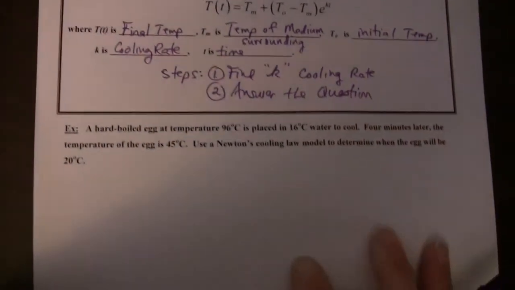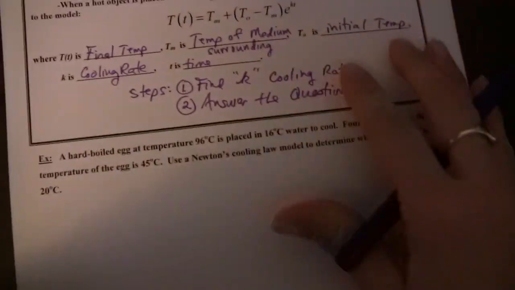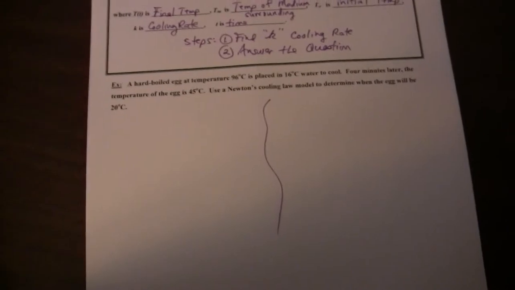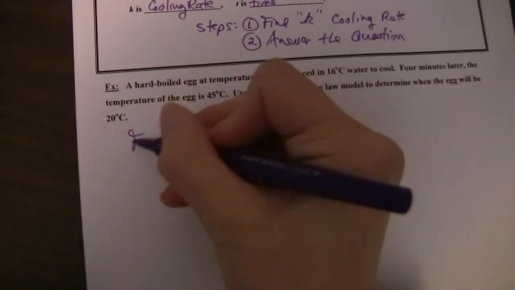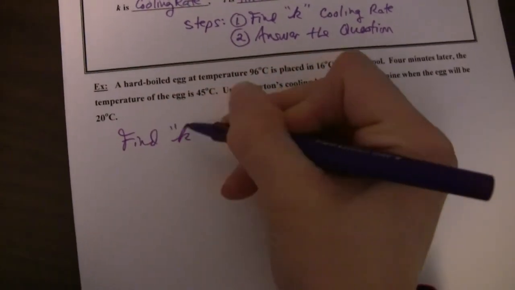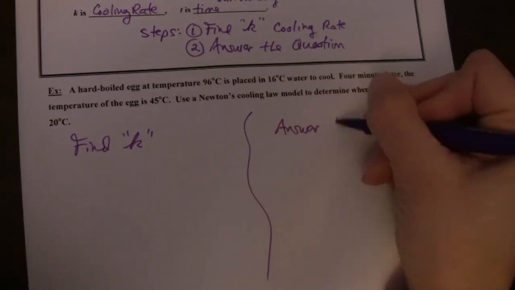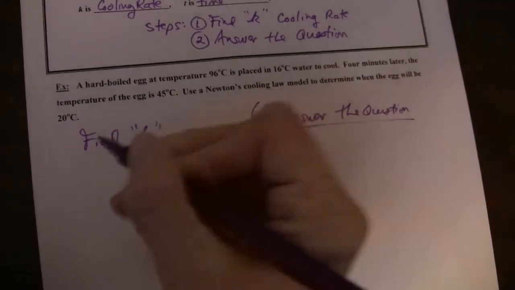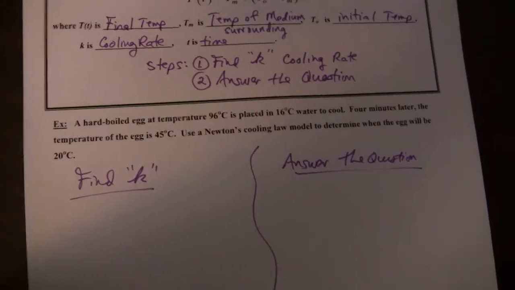Okay, so to do this next example right here, what I want everybody to do is separate their paper down the middle, just like we did with type 2s, because on the left, what we're going to have to do is find K, and then we can use that over here to answer the question. Okay, so let's read this story here. We have to make sure what all these variables are talking about.